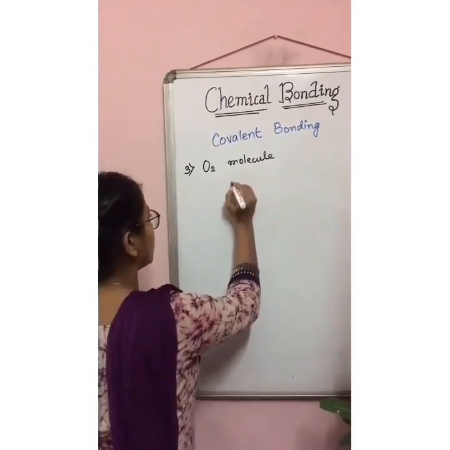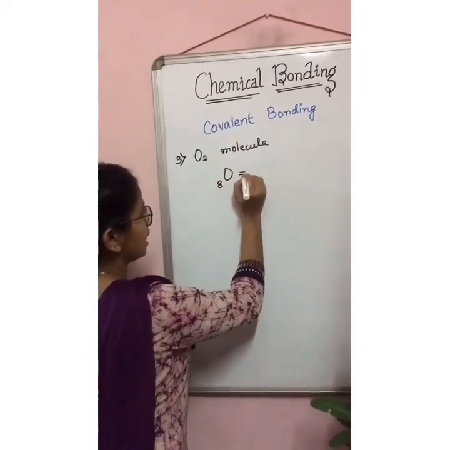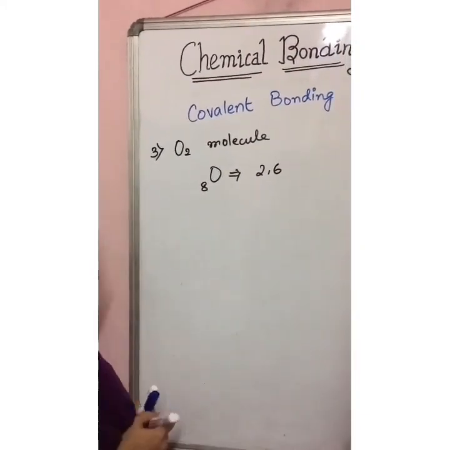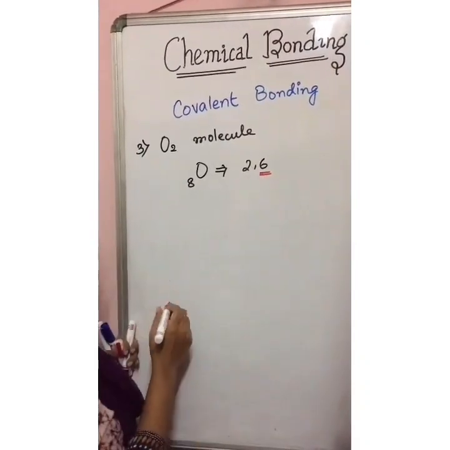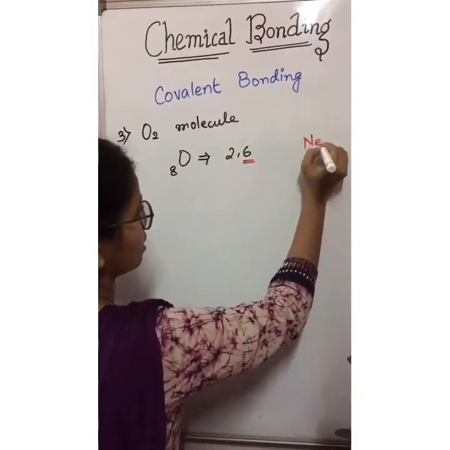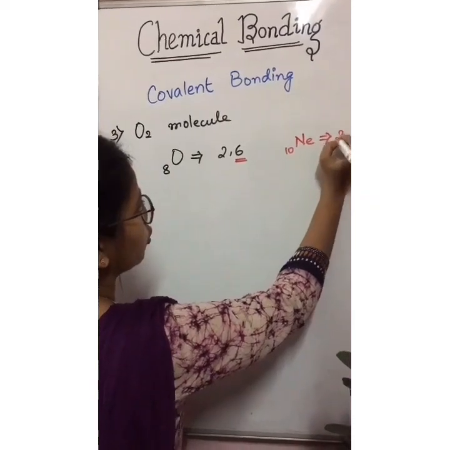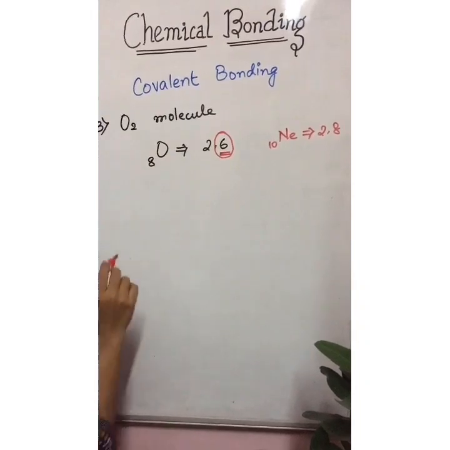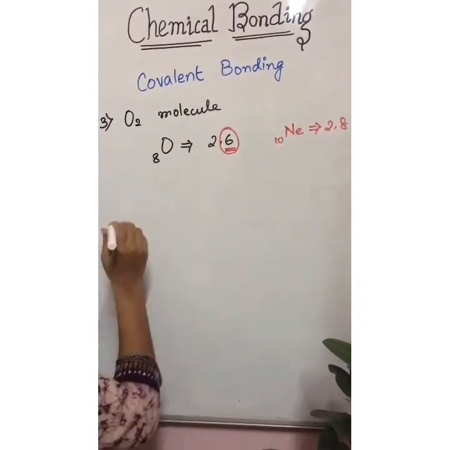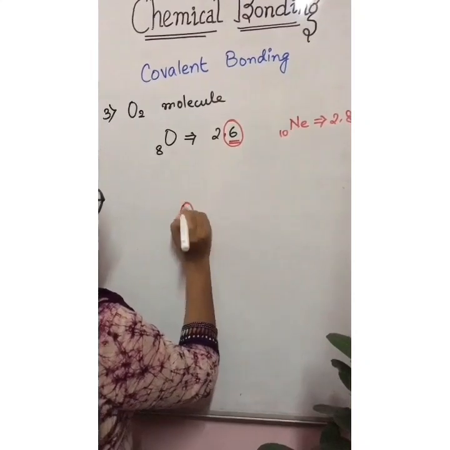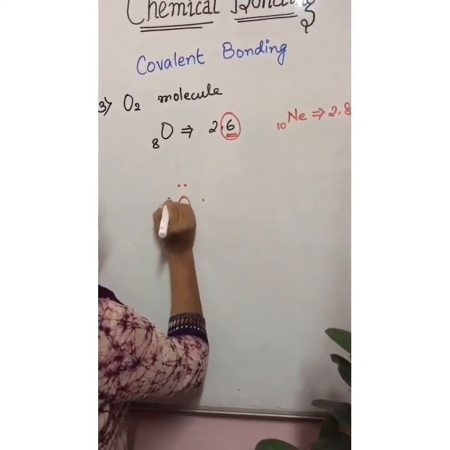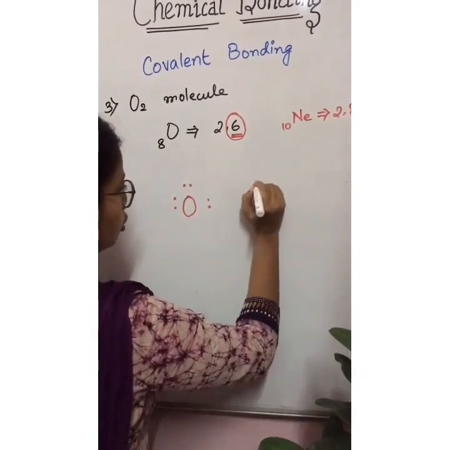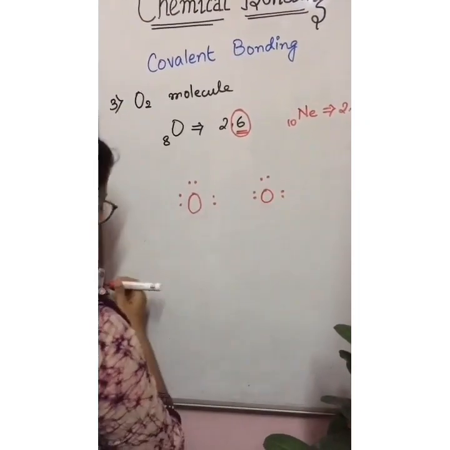Okay. Now oxygen atomic number is 8. Electronic configuration is 2, 6. Now 2, 6 means this is 2 electrons away from octet stabilization. So the nearest noble gas is neon, atomic number 10, with 2, 8 electronic configuration. So it needs 2 more electrons in its outermost shell to get octet stabilization. So what happens in case of oxygen? Oxygen has 6 electrons of its own in the outermost shell. The other oxygen atom also has 6 electrons in the outermost shell.